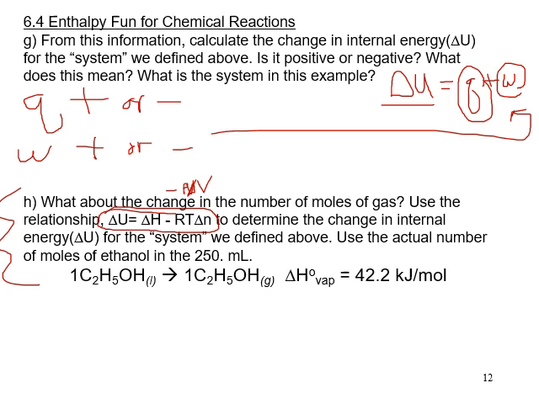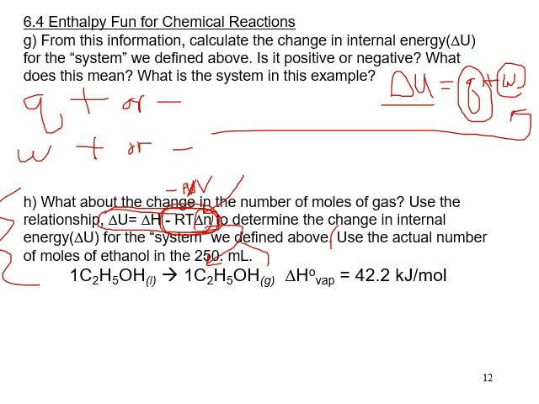So this delta U, remember, is Q plus W, and this is a work right here, because there's a change in the number of moles of gas. So your goal is to figure out the change in the number of moles of gas for this scenario that we have been working on. And I remind you here to use the actual number of moles of ethanol, because in that example problem, we were assuming stoichiometric amounts. I don't think we use stoichiometric amounts in this example.